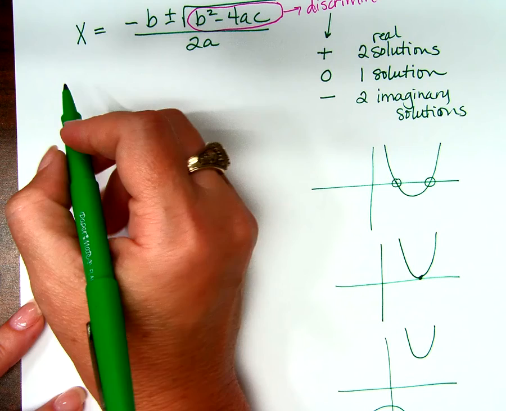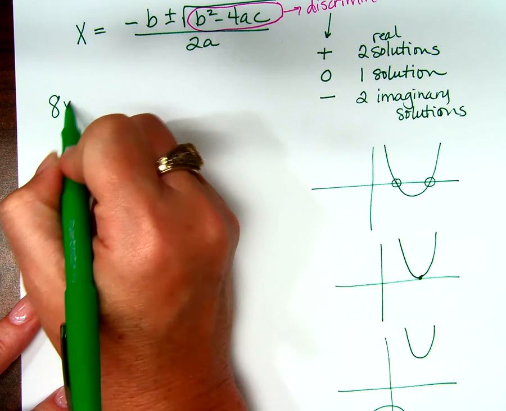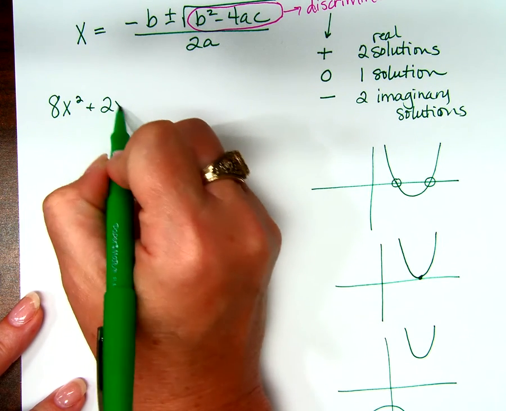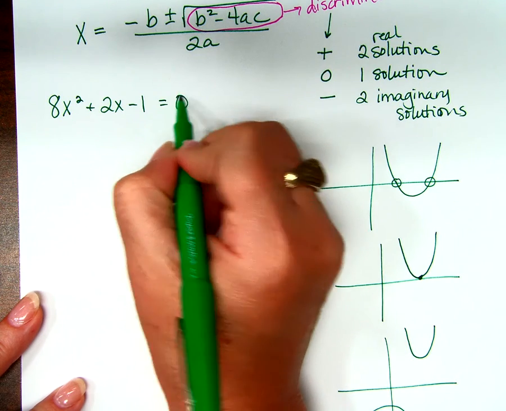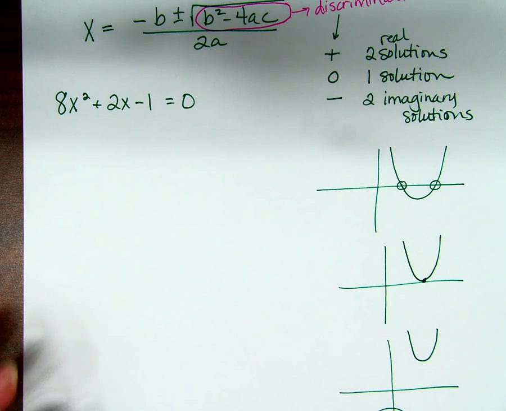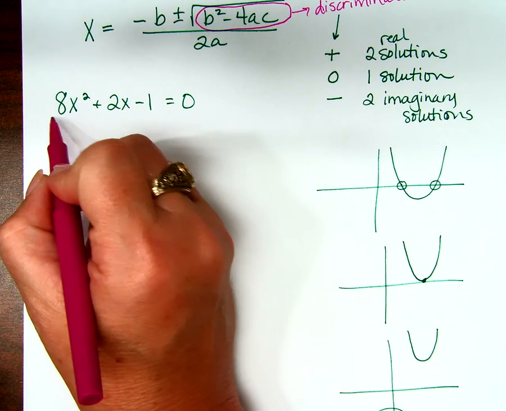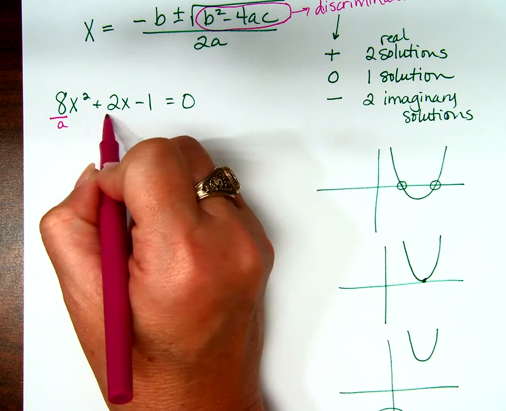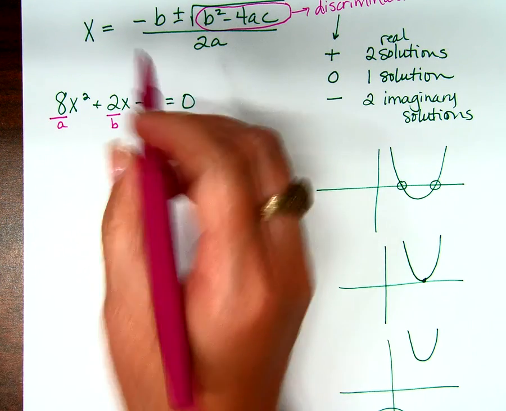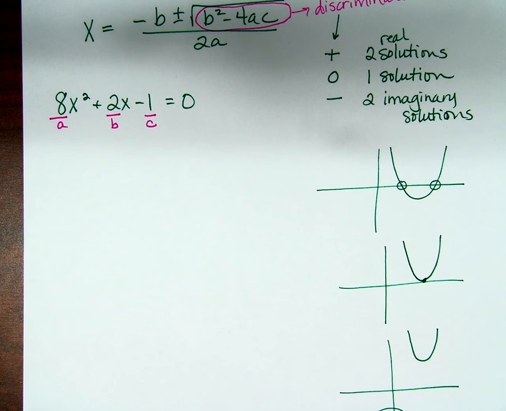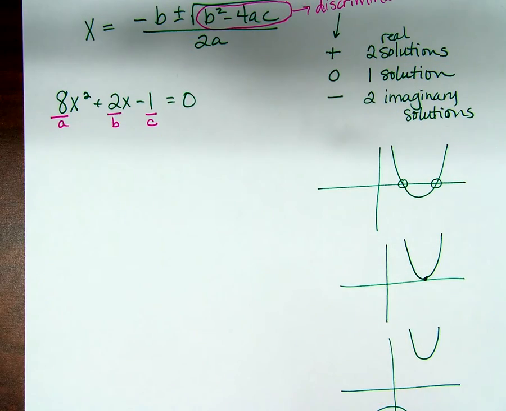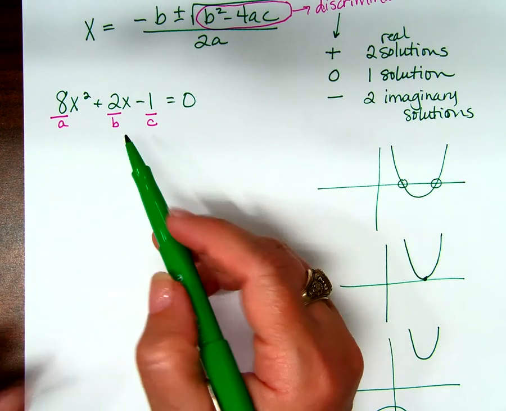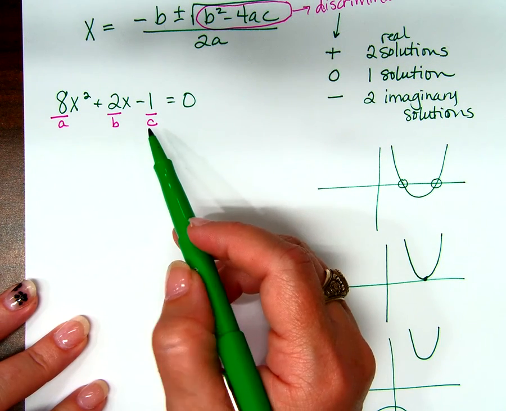So let's talk about this problem real quick. 8x squared plus 2x minus 1 equals 0. If I ask you to solve this using the quadratic formula, what do you got to do first? Identify A, B, and C, right? If I identify A, B, and C, then I just have to plug everything into the quadratic formula. But can you answer this question for me first? How many solutions is this going to have?